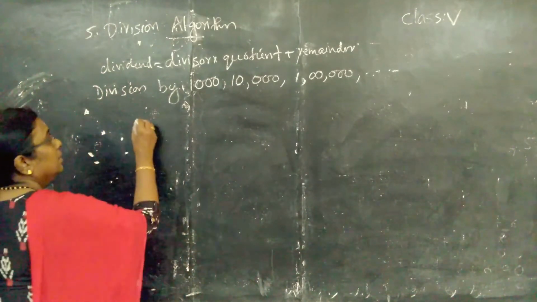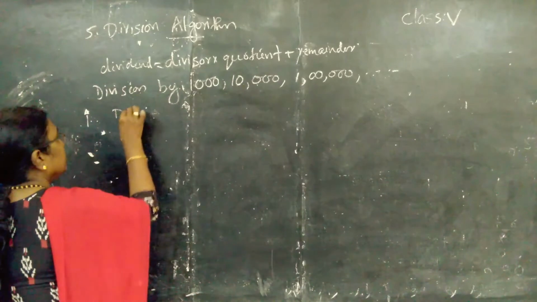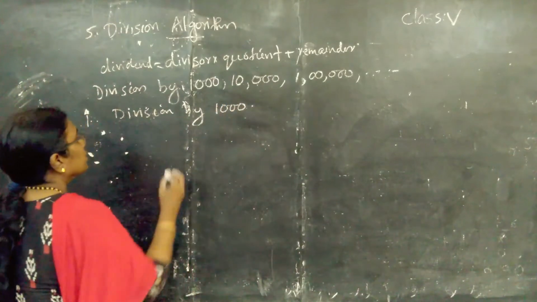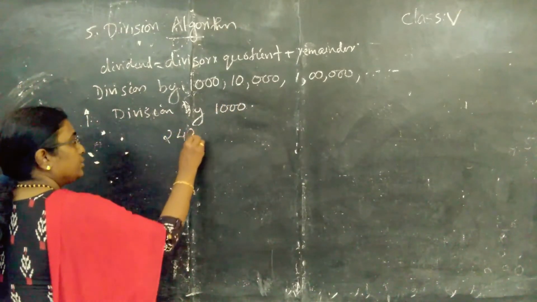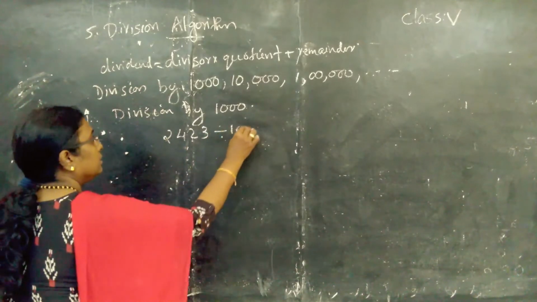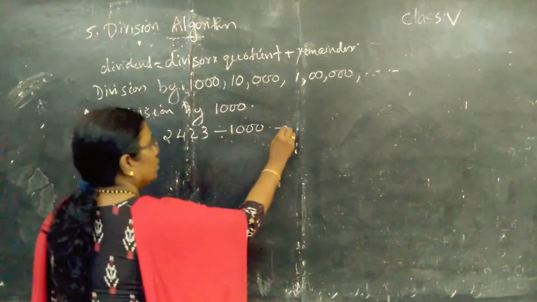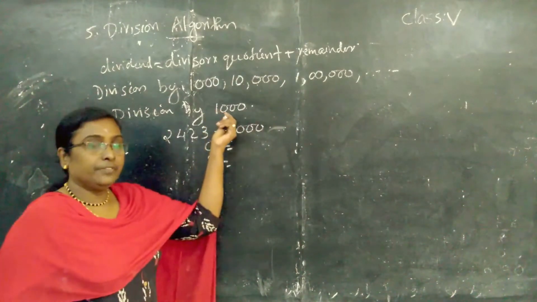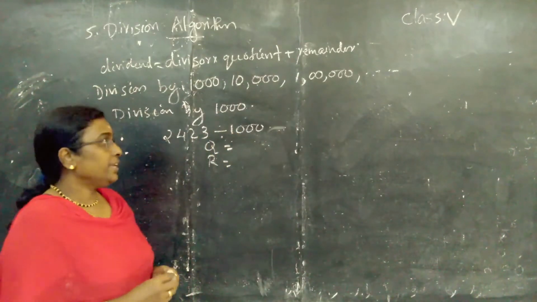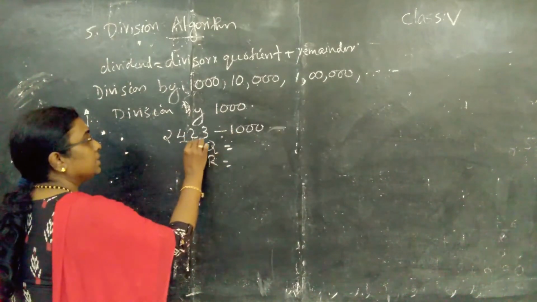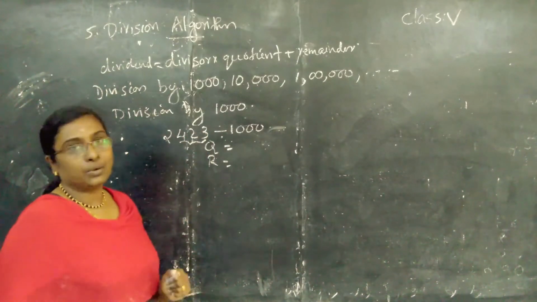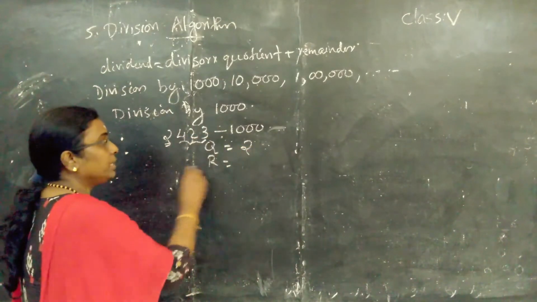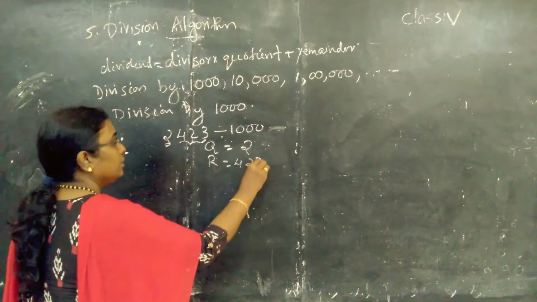For example, first one, division by 1000. 2423 divided by 1000 equals, here what is the quotient and what is the remainder? To divide a number by 1000, we simply remove the last 3 digits to get the quotient. So the quotient is 2. These 3 digits form the remainder. That is, the remainder is 423.